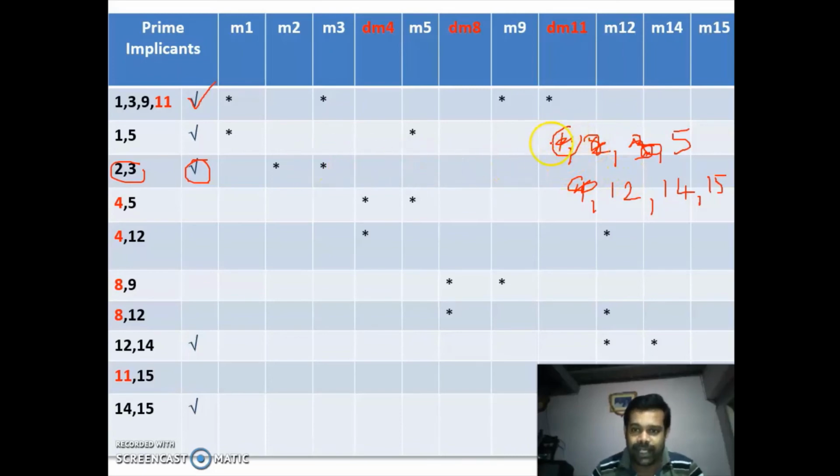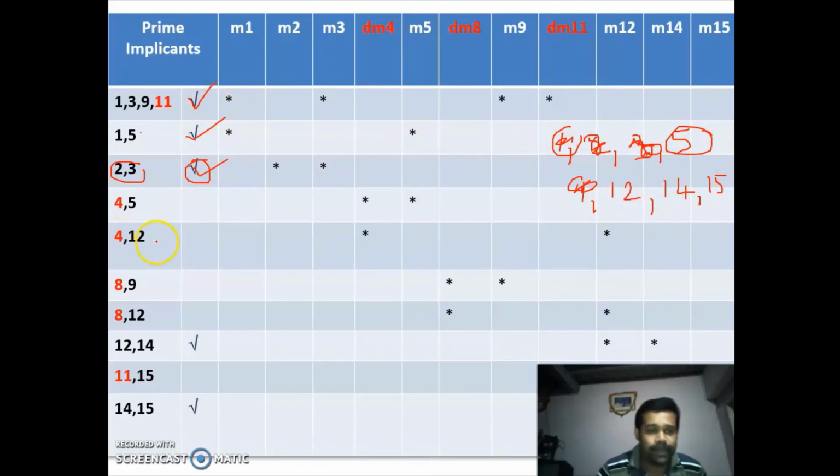So first, consider the minterm 1. 1 is present in the two prime implicants 1, 3, 9, 11 and 1, 5. If you take the first one, both 1 and 9 get grouped. Now 5 remains. 5 is present in two places, 1, 5 and 4, 5. But 4 is a don't care, so it is better to consider 1, 5. We have ticked this one and this one, so 5 is also okay.